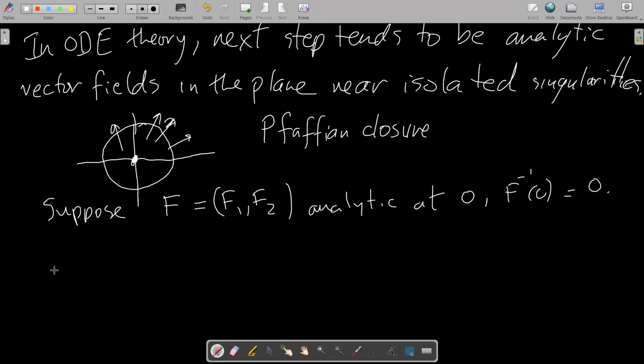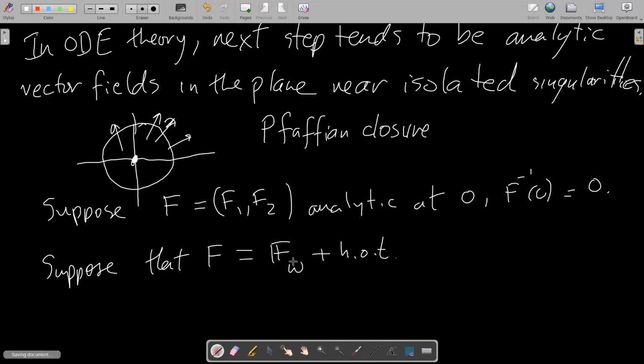a very special case of this is, let's also consider the case that F, my F, is actually equal to one of my F omegas plus higher order terms. So what I'm saying here is that if I write out the power series expansion for F at the origin, suppose that the linear part, the first part of it, actually starts off with one of our F omegas.